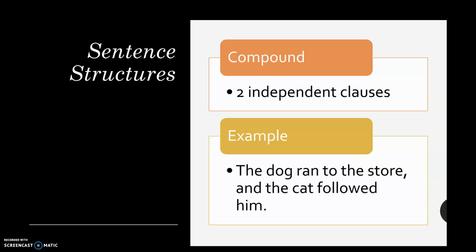And you can see that each of the individual parts of it will pass the I know that test. I know that the dog ran to the store, check mark. I know that the cat followed him, check mark. They're both independent. We'll talk more about this in another lecture, but when we have two independent clauses separated by a connecting word like and, we put a comma before the and to signal that it's a compound sentence, that there are two independent clauses there.